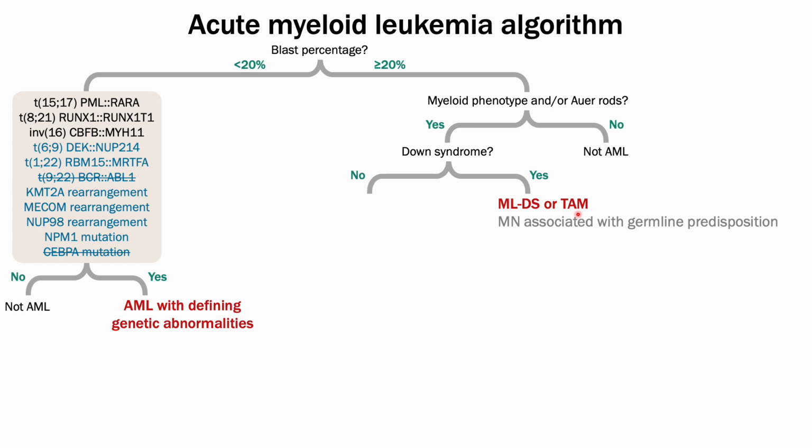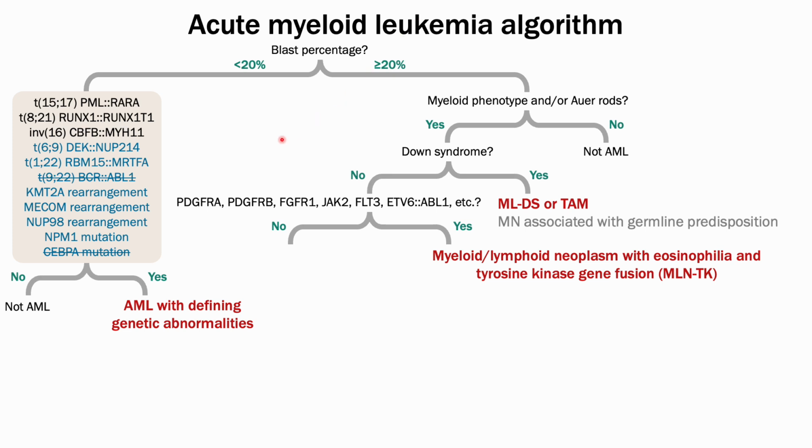TAM of Down syndrome is a proliferation primarily in newborns, which looks just like AML, except if you wait a while, it goes away. The distinction between MLDS and TAM needs to be made clinically. And both of these fall under this overall umbrella of myeloid neoplasms associated with germline predisposition, which we'll get into a little more later. Next, you need to look for one of these relatively rare chromosomal rearrangements of these genes, which characterize myeloid lymphoid neoplasms with tyrosine kinase gene fusions, which we'll discuss a bit more later on.